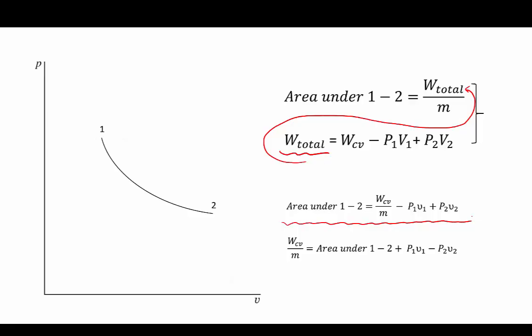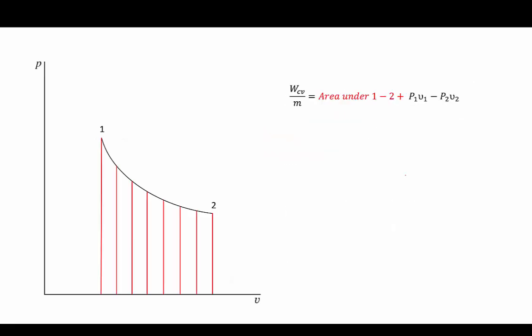Is it possible for us to visualize WCV per unit mass on this diagram? Yes, so let's do that. The first term on the right-hand side is area under 1 to 2, which is represented by the red part. Area under 1 to 2 plus P1 nu 1. What is P1 nu 1? P1 is the height of the green part, and nu 1 is the length of the green part. So P1 nu 1 is the area of the green part. So we perform addition for those two terms.